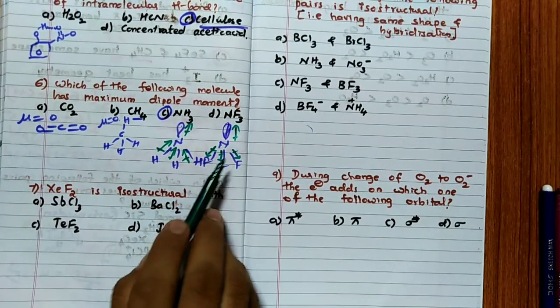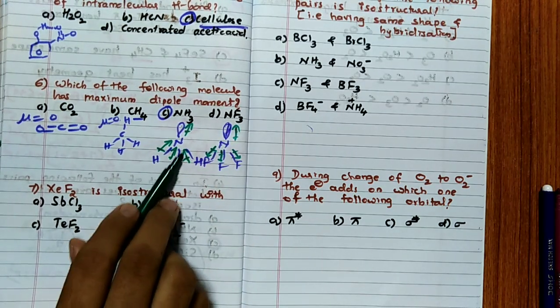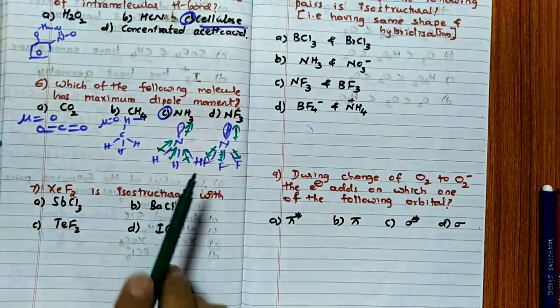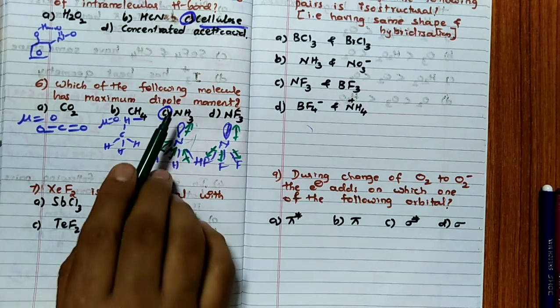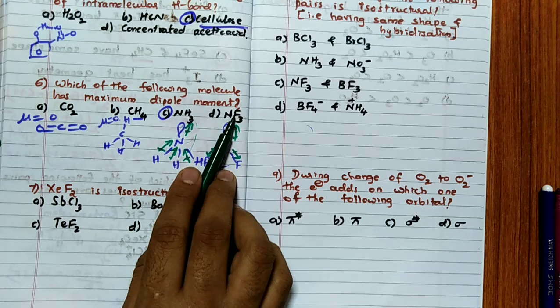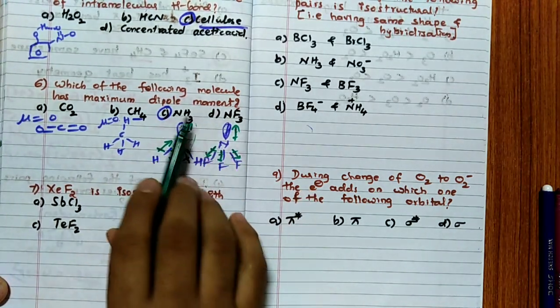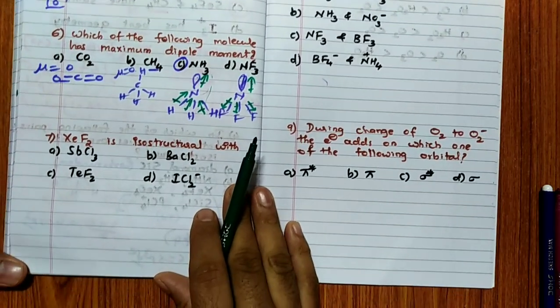Now here, this bond dipole and this bond dipole get cancelled, but here all 4 bond dipoles are in the same direction. Hence in such a case, where the direction is the same, it will add to the dipole moment. Hence it will have more, and NF3 will have less dipole moment. NH3 has more dipole moment. Answer is C. Remember this point. Whenever NH3 and NF3 come, NH3 has more dipole moment. Fix this point in your mind.